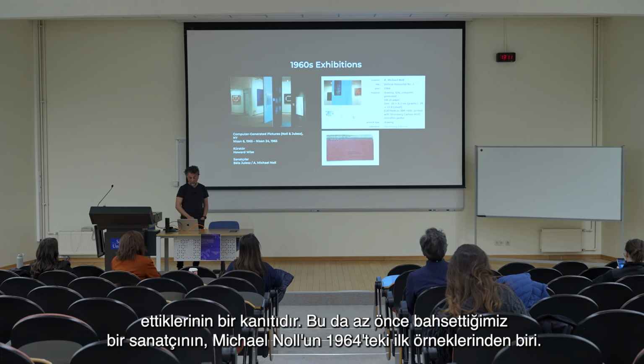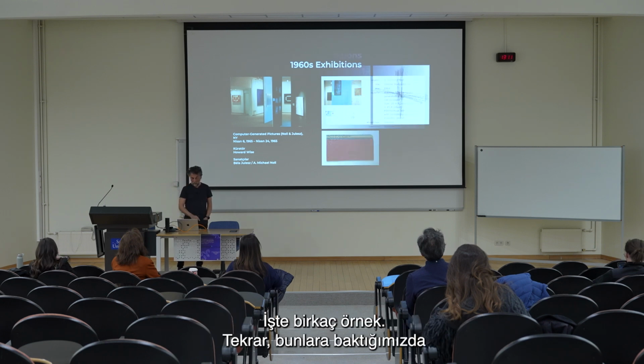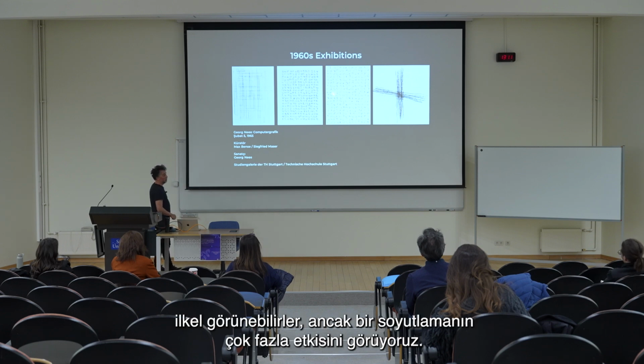So this is one of the early examples from an artist we also talked about, Michael Knoll in 1964. As you can see, he used Fortran on IBM 7090, printed with a microfilm plotter. So here are some examples. Again, when we're looking at them, they might look primitive, but we see a lot of influence of abstraction.